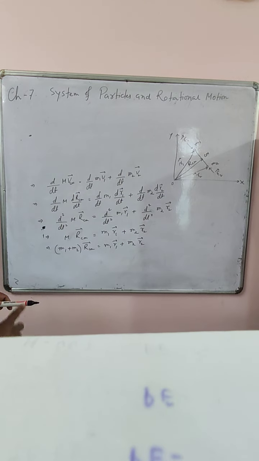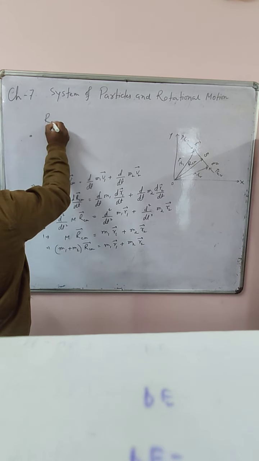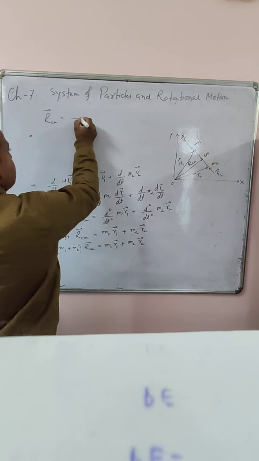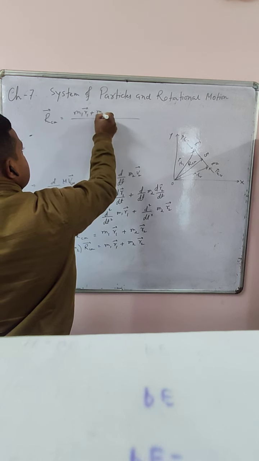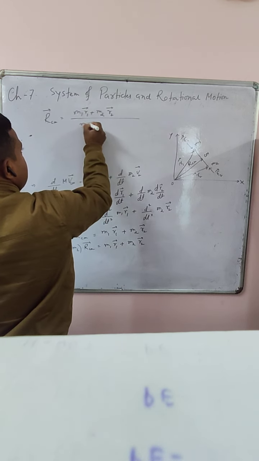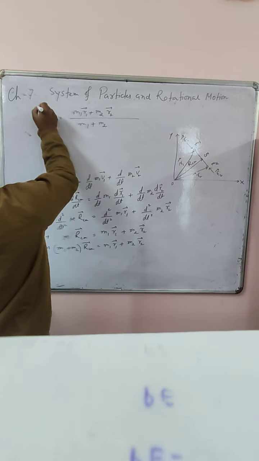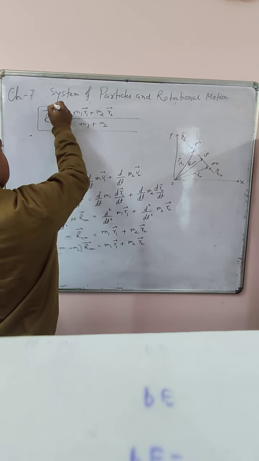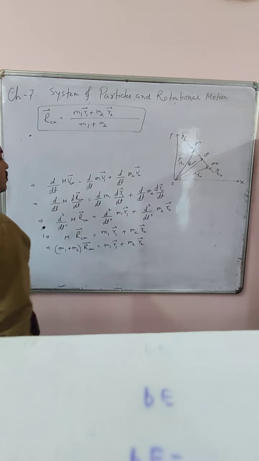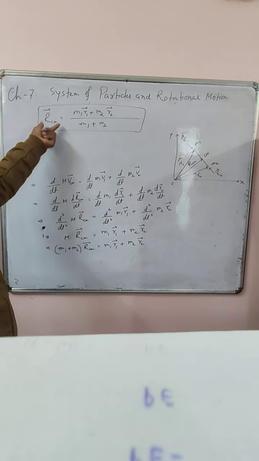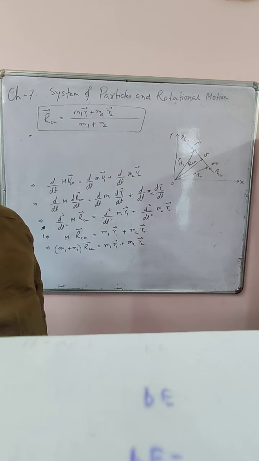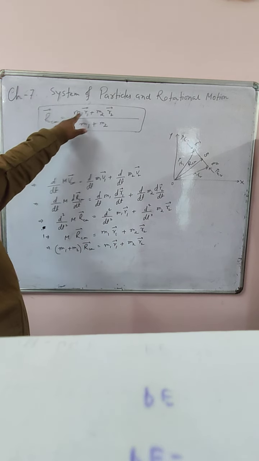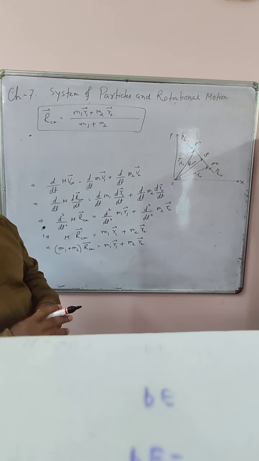Now here you see RCM will be m1 r1 plus m2 r2 by m1 plus m2. So this is the formula. This formula you have to remember. Derivation is not important, just follow the steps of how to derive the relation of the position vector of center of mass in terms of the masses of the two particles and their respective position vectors. So we got RCM equals m1 r1 plus m2 r2 by m1 plus m2.